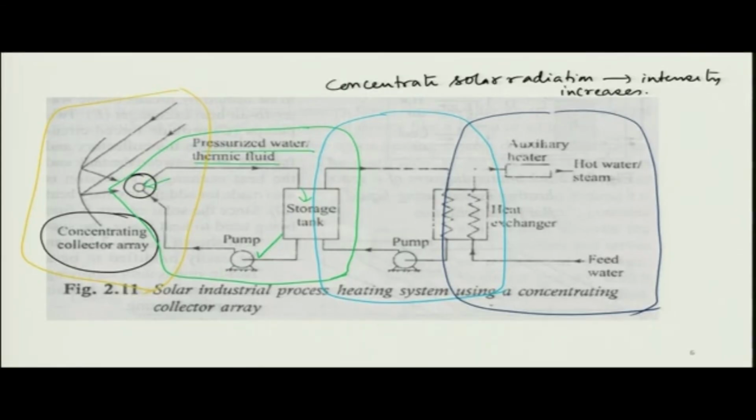why will it be concentrated? Because you have to use certain optics, you have to redirect or change the direction of the solar rays in such a way that the rays which were falling on a large area get deviated and focus on a particular point or a much smaller area. That is how it is possible, right?